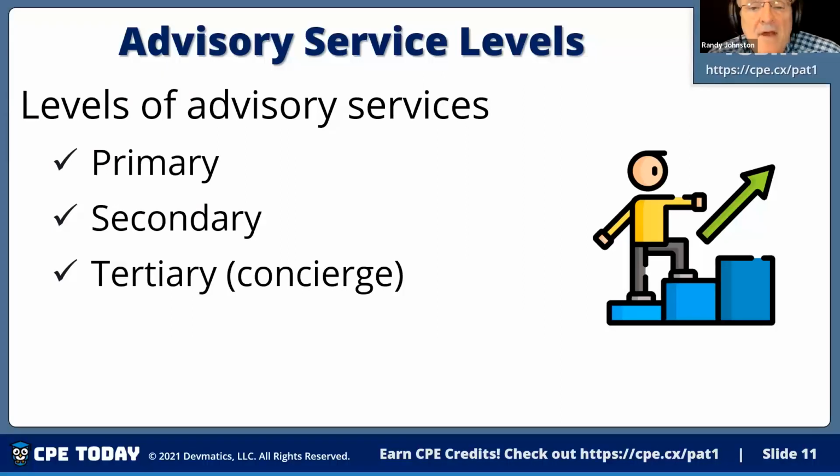Mm-hmm. Now, primary, I think everybody has to do. I really put planning, for example, in as a primary service. So you need to pick a few primary services that your firm does. And then on the secondaries, you ought to pick secondary services that you like to do. And frankly, not every firm can do all the secondary services.